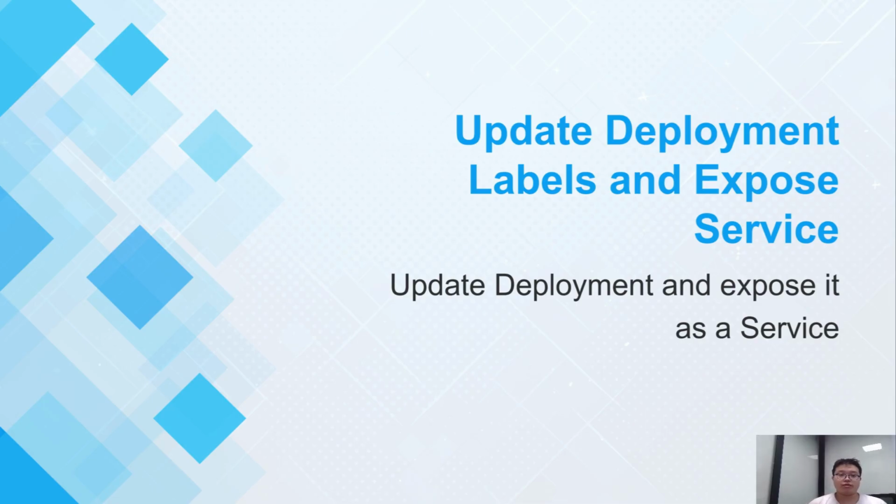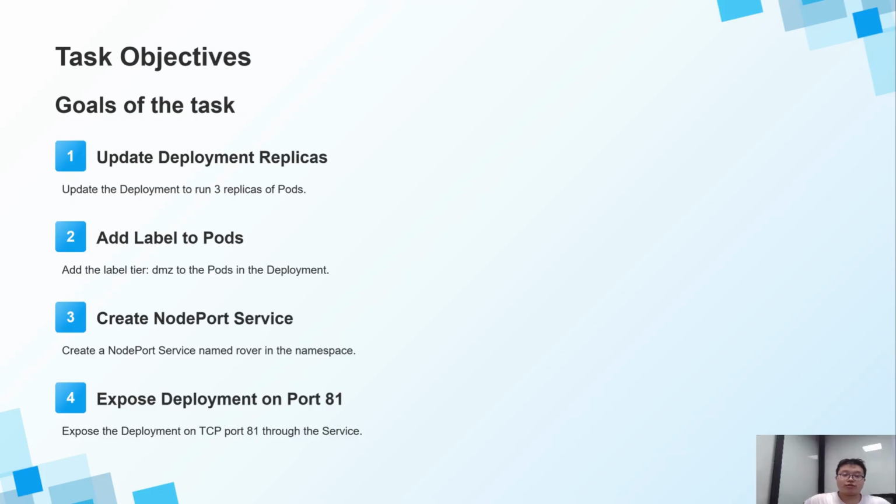So what is this question mainly about? The task is updating a deployment in our namespace. The main requirement is, first of all, to have it run 3 replicas. The second requirement is to add labels to our pods, specifically the label provided in the question.